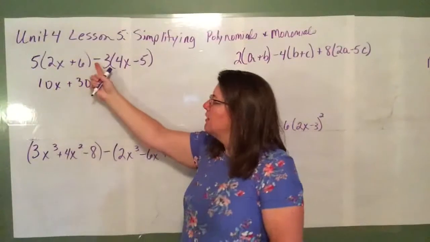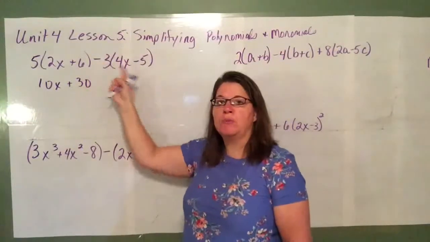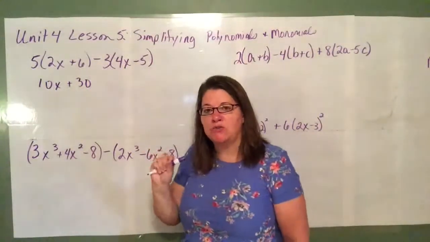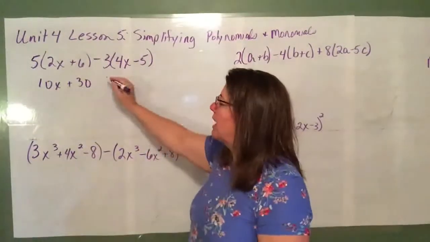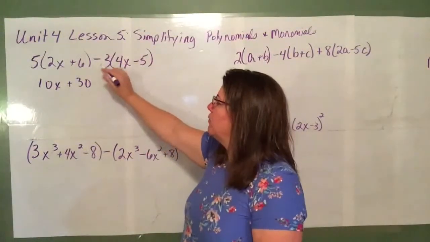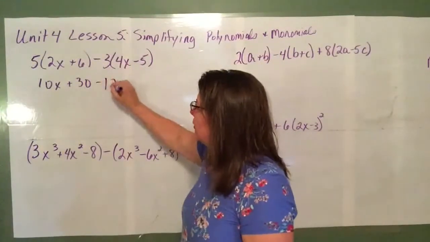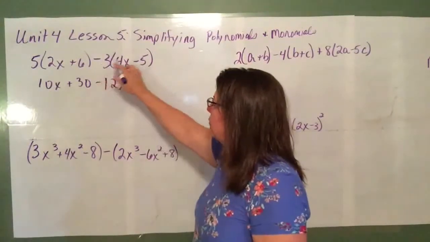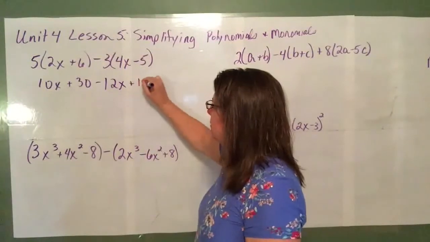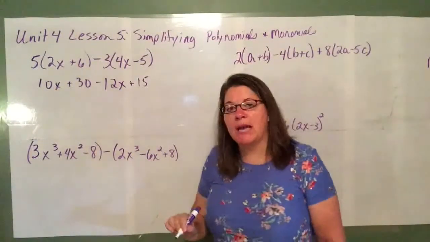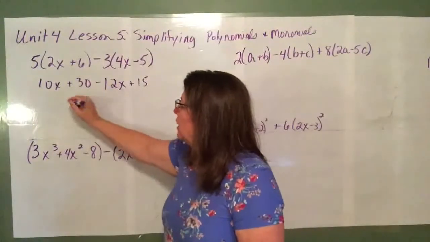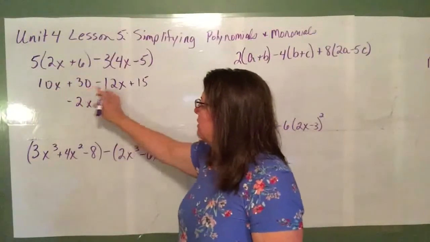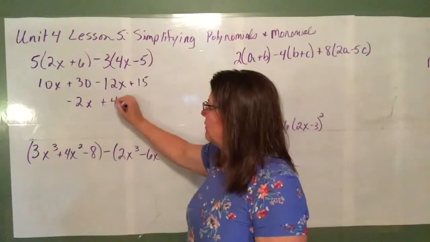And then here, that minus 3 means I have to distribute the negative 3. If I forget to distribute the negative, it's going to throw everything off and I'm not going to get any of it right. So I have to be real careful. So negative 3 times 4x is minus 12x. And negative 3 times negative 5 is a positive 15. And then at this point, I can add my like terms. So the 10x minus 12x is negative 2x. And the 30 plus 15 is 45.